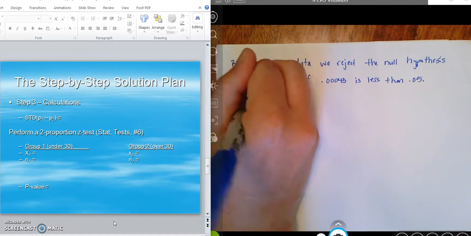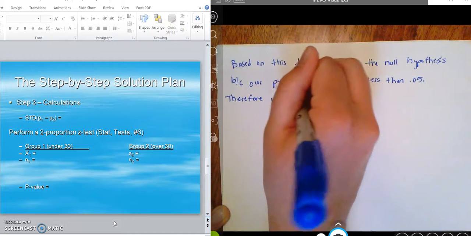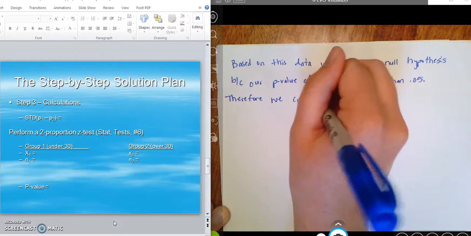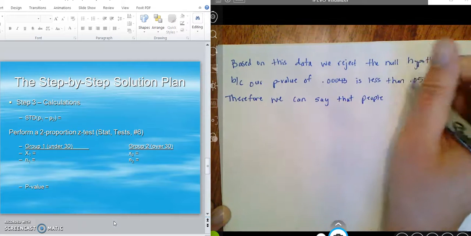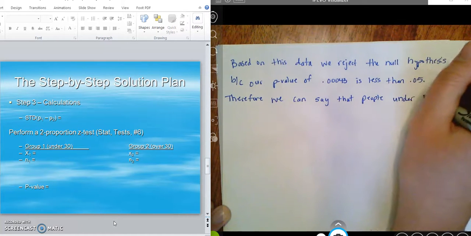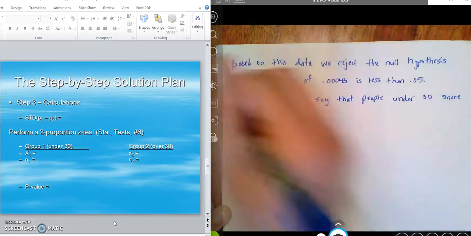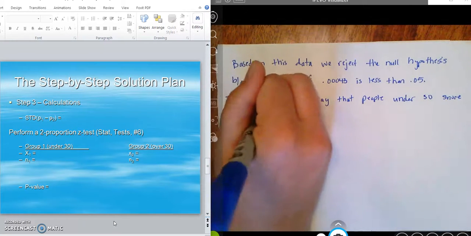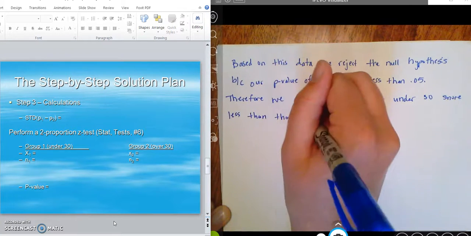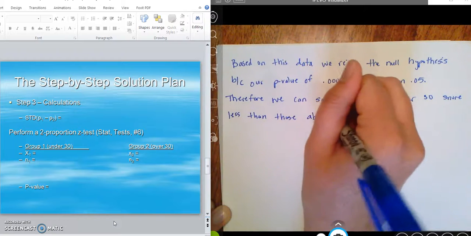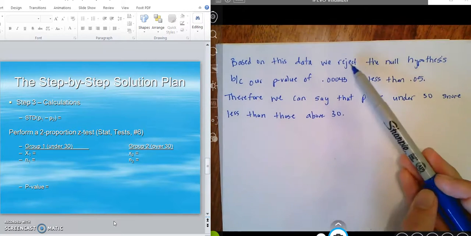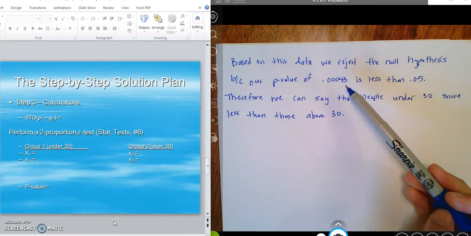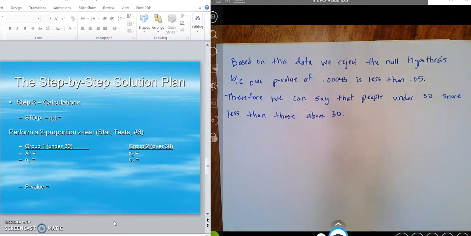Therefore, we can say, this is your in context, that people under 30 snore less than those above 30. Okay, you need these two sentences. They have to have all three parts: reject or retain, why, which is your p-value, and what it means in context. You have to have these things every single time. Please do not forget.